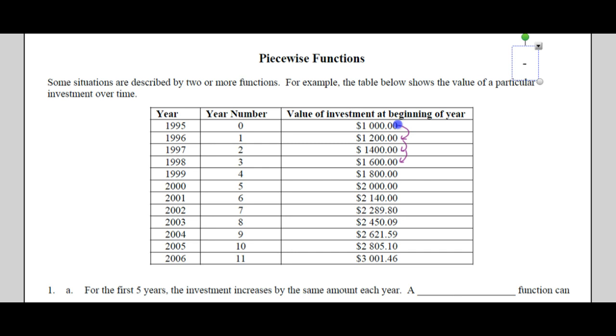So, how much is it increasing by? $200, right? So it's like plus 200, going from here to here. Well, okay, let's do this. Let's say this is 1,000 plus 200. This is 1,000 plus 200 times 2, right? So it's been 2 years. So 1,000 plus 200 times 3, 200 times 4.